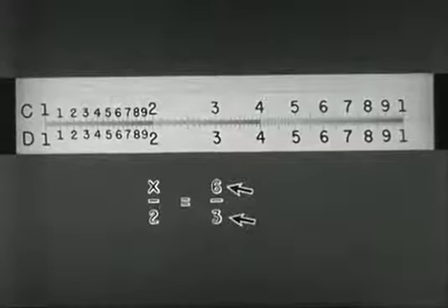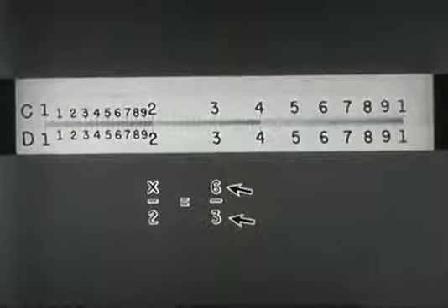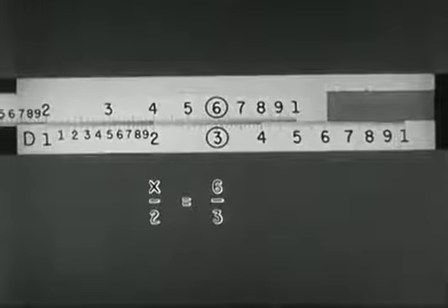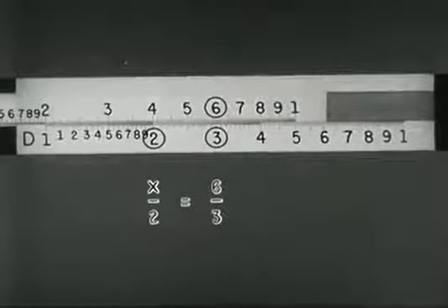With this problem, x is to 2 as 6 is to 3, the known quantities above and below the line are 6 over 3. So we find 3 on D, and to it slide 6 on C. Find 2 on D, and read x as 4 on C.